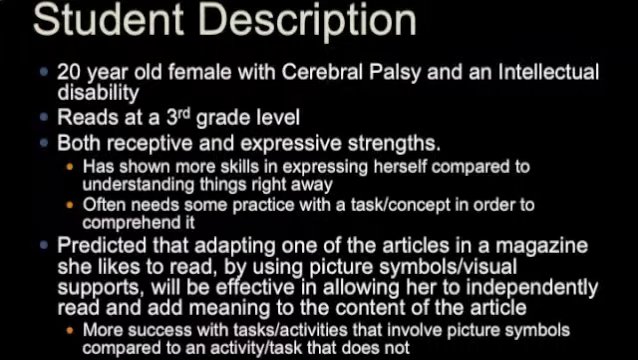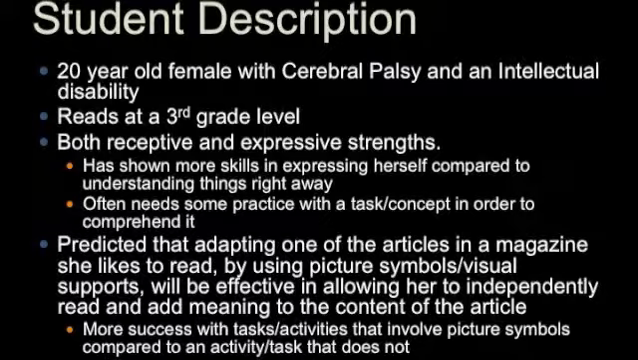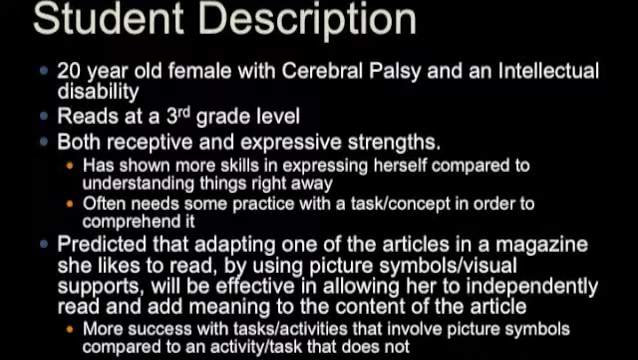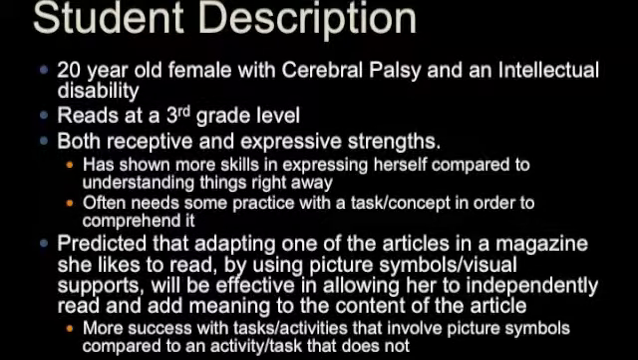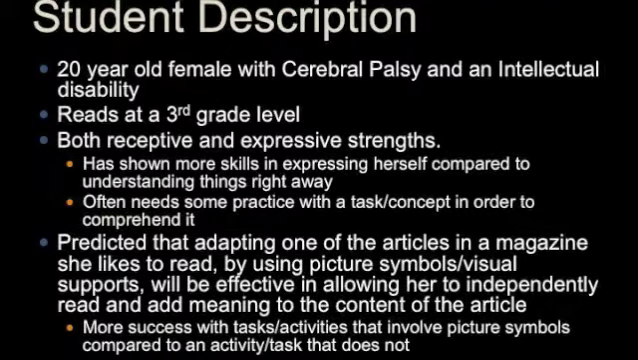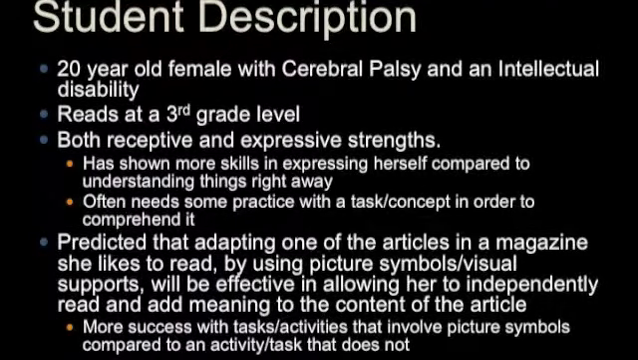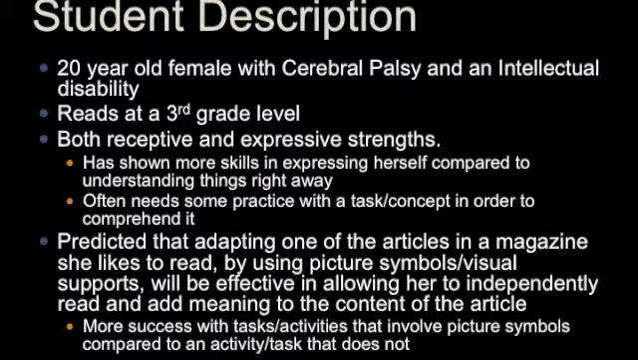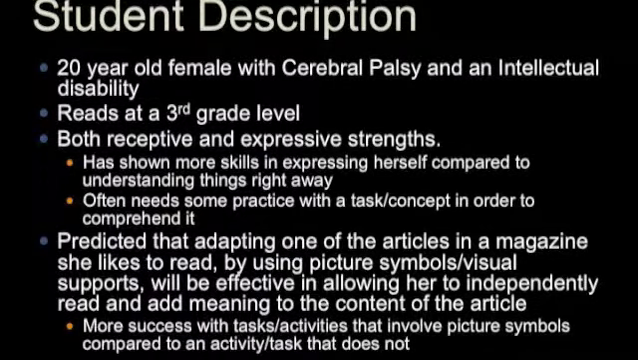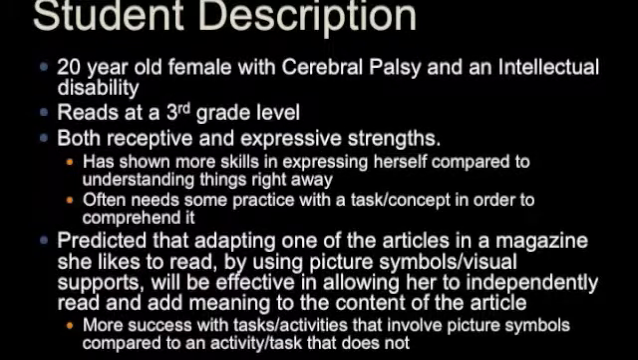The student often needs some practice with a task or concept in order to comprehend it. Based on past experiences with the student, it's predicted that adapting one of the articles in a magazine she likes to read by using picture symbols and visual supports will be effective in allowing her to independently read and add meaning to the content of the article. In the past, she has had a lot more success with tasks and activities that involve picture symbols compared to an activity or task that does not.